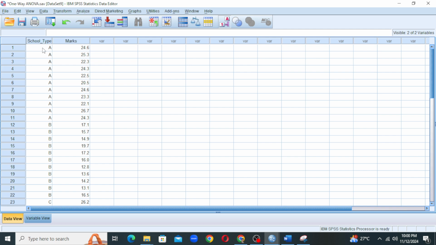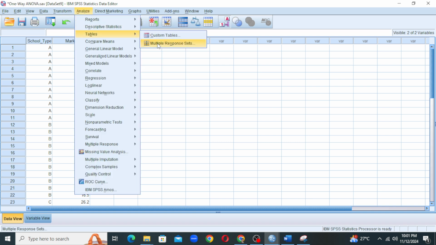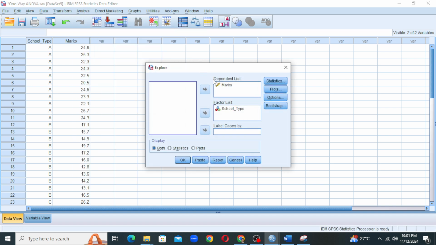Here we have three school types and English marks for each student from the respective schools. First, we will be checking the normality. For that, you can use Analyze, Descriptives, Explore, and select under Dependent List marks, under Factor school type, and no need to select statistics. If you wish, you can proceed.